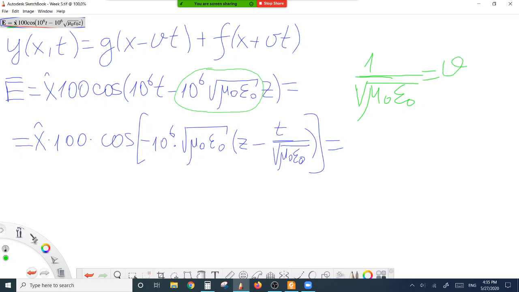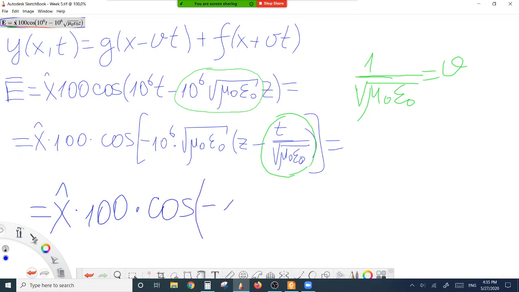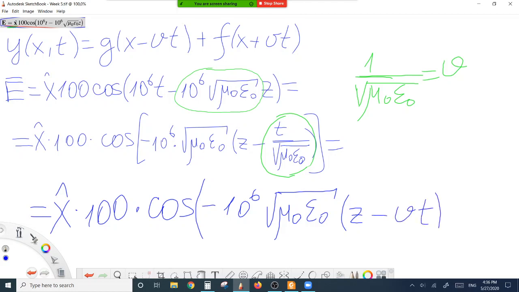is v in our case, and here instead of 1 over square root of mu 0 epsilon 0 we put v, and we get x multiplied by 100 multiplied by cosine minus 10 to the 6 multiplied by square root of mu 0 epsilon 0, which is constant, in the bracket z minus vt.